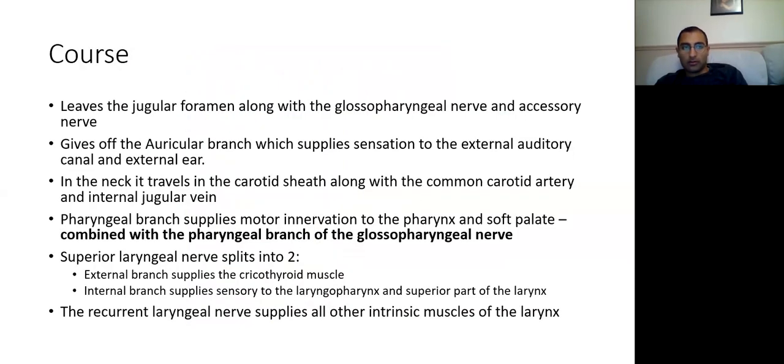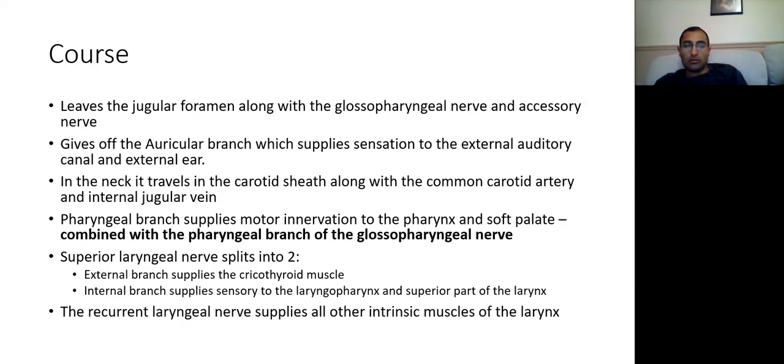So just going over the course, like I say, it leaves through the jugular foramen with the glossopharyngeal nerve and accessory nerve. It gives off the auricular branch, which supplies sensation to the external auditory canal and external ear. In the neck, it travels in the carotid sheath, along with the common carotid artery and internal jugular vein. It gives off the pharyngeal branch, which you might see with the glossopharyngeal nerve, and it innervates the pharynx and soft palate.